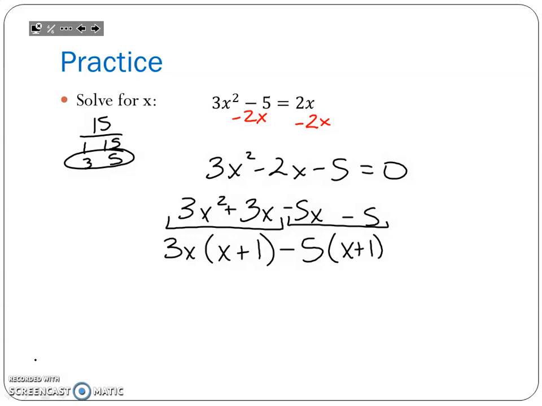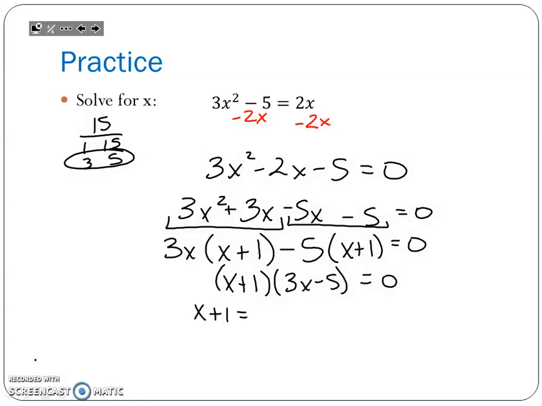So my two factors are x plus 1 and 3x minus 5. Then remember I want to come back through and add in my equal zeros. Once I've got it factored, I'm going to set each factor equal to 0.